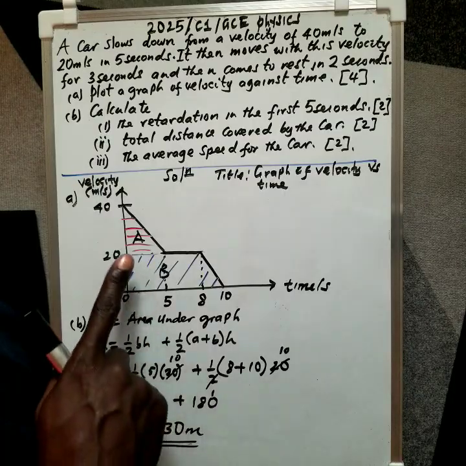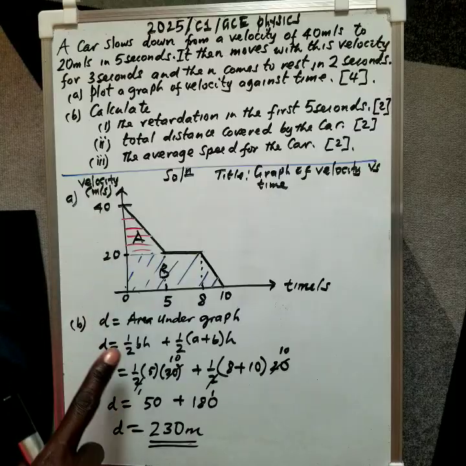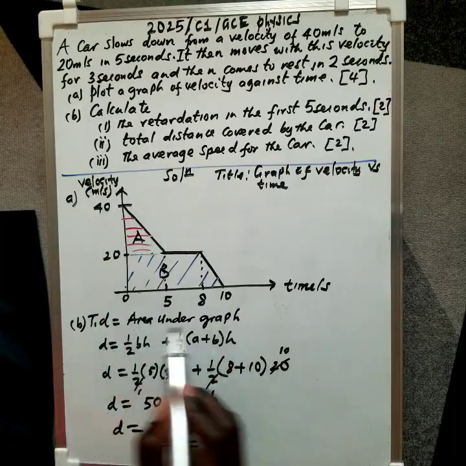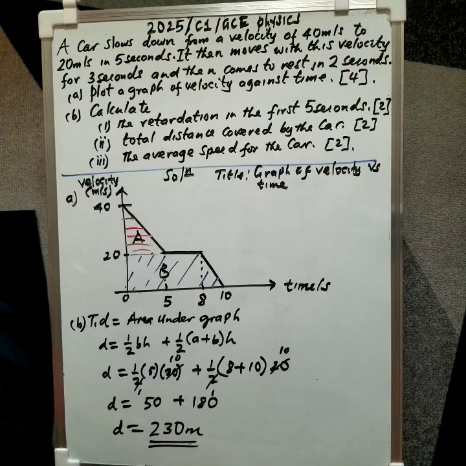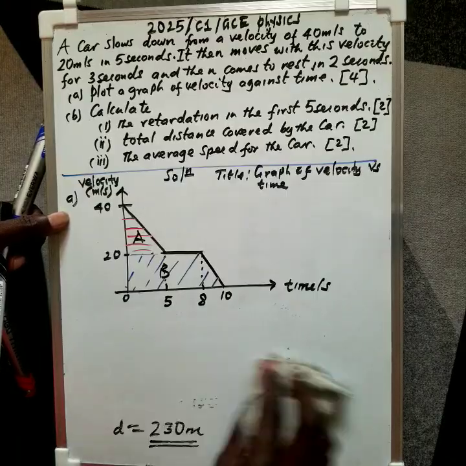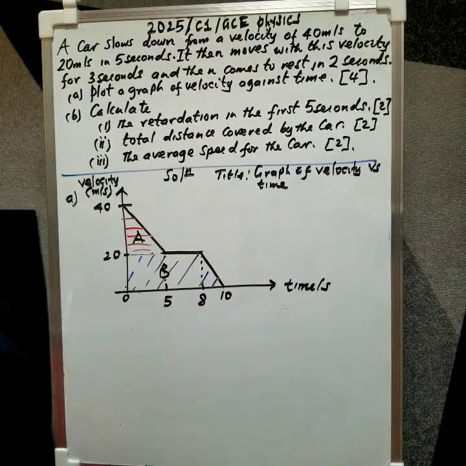Like I said, you can make up different shapes, but the fact is that total distance is equal to the area under the whole of this graph. So our total distance that we have is simply 230 meters. So once you find your total distance to be equal to 230, you can actually find your average speed, as the other part there says.